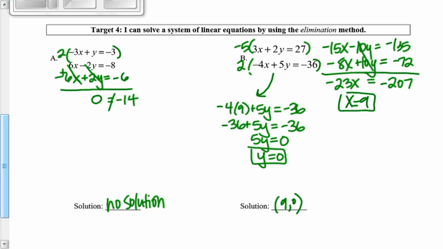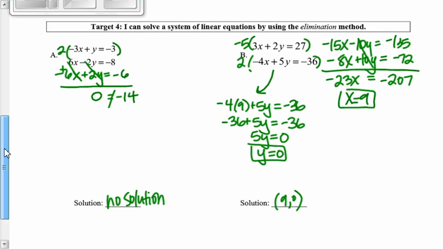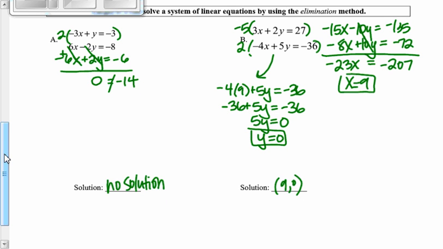And when you're taking your quiz, again, I would recommend plugging that back in for x and y, and you should get a true statement in both your equations.